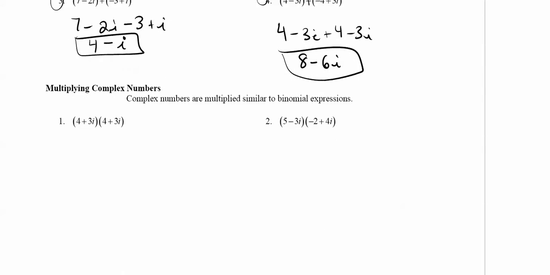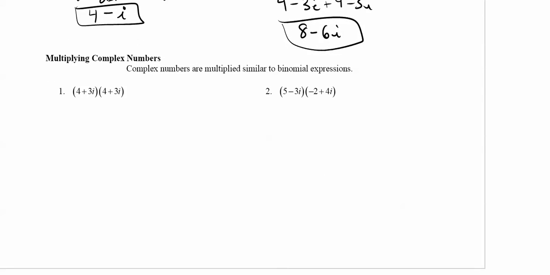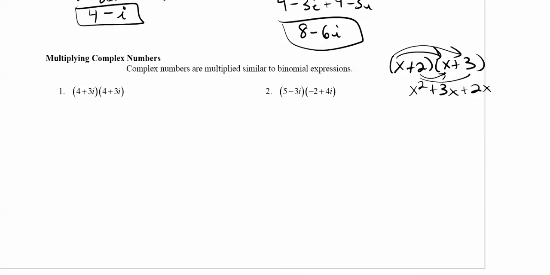Okay, so now let's go on to see what happens when we actually multiply these. All right, so let's start with the first set. If I'm going to multiply, then I'm going to multiply it just like I would two binomials. So x plus 2 times x plus 3. Basically, I would multiply x times x and x times 3. So that would give me x squared plus 3x. And then for the second term, I would multiply plus 2x, then plus 6. So that would give me x squared plus 5x plus 6.